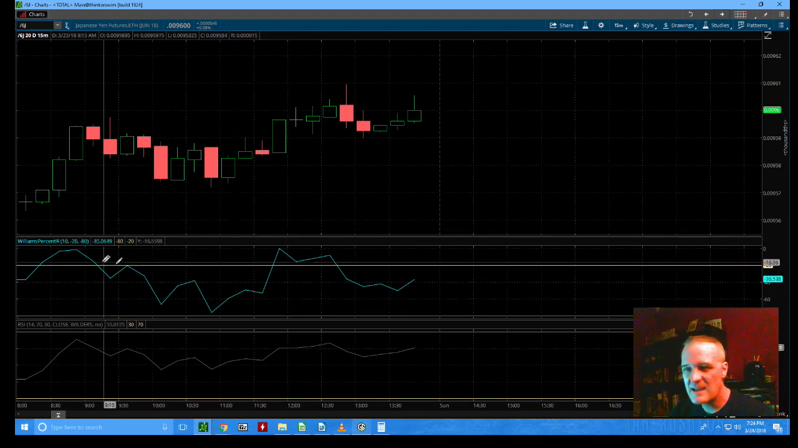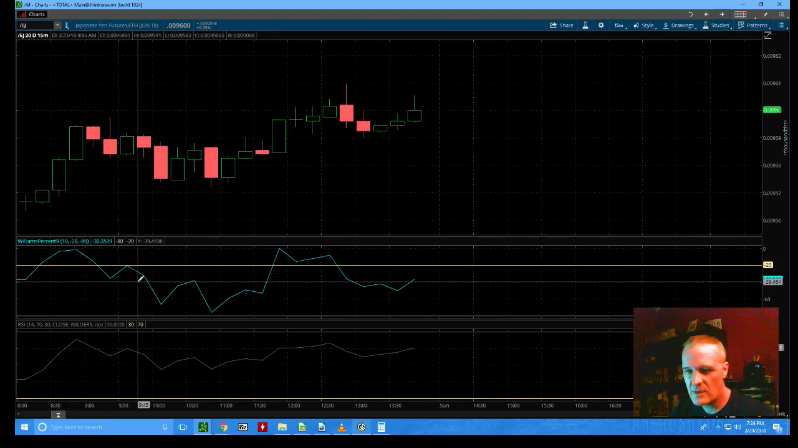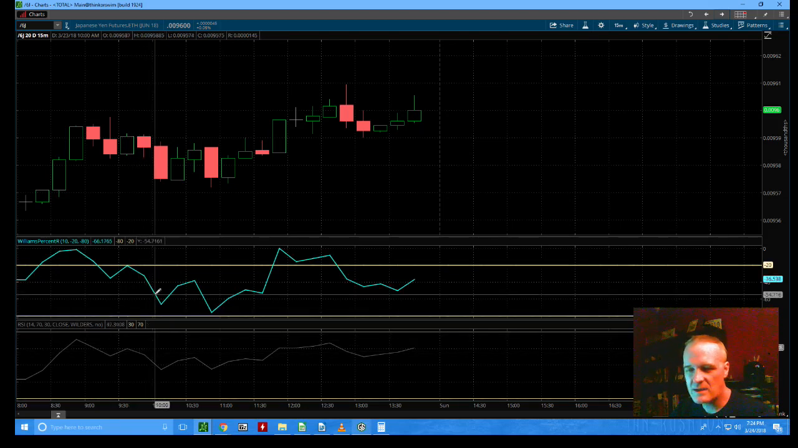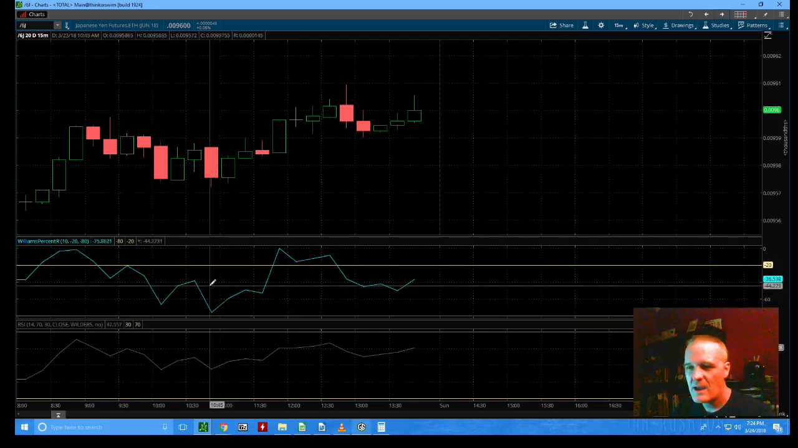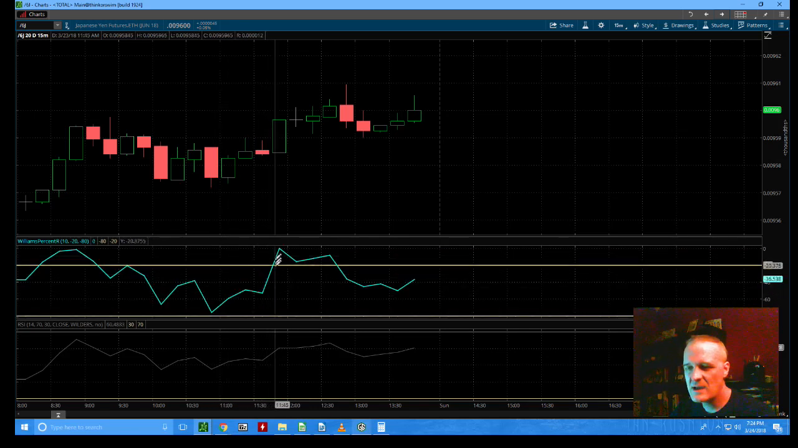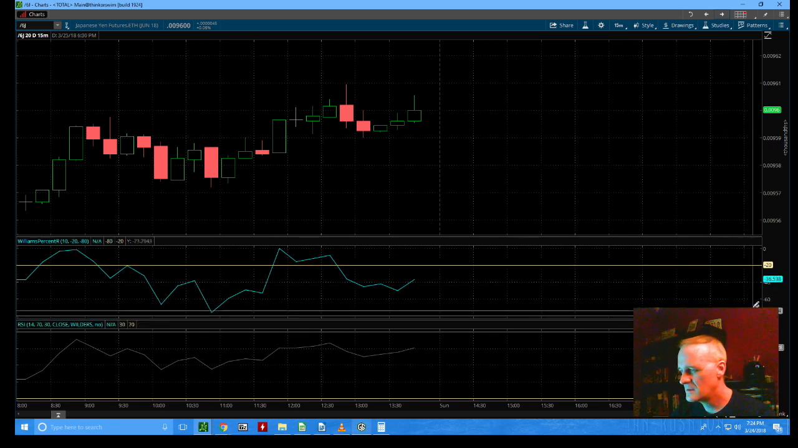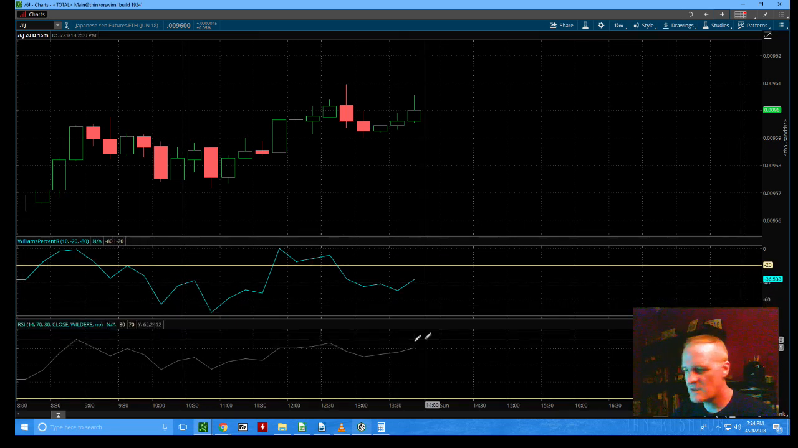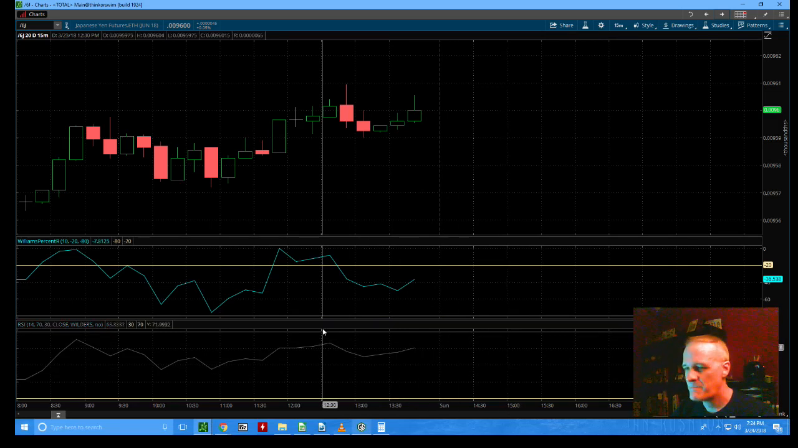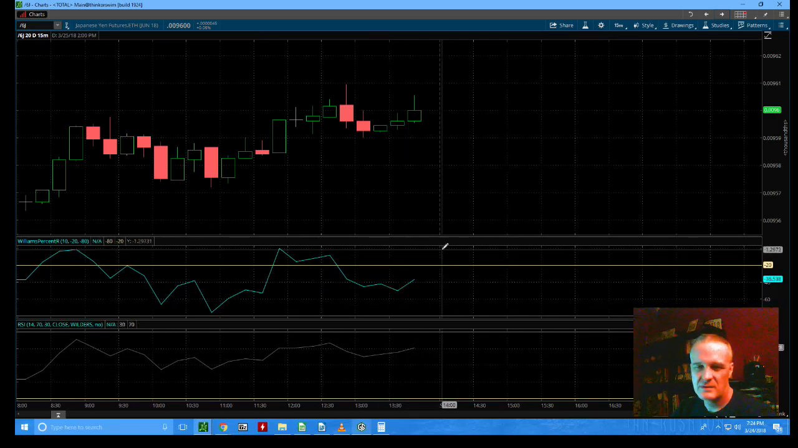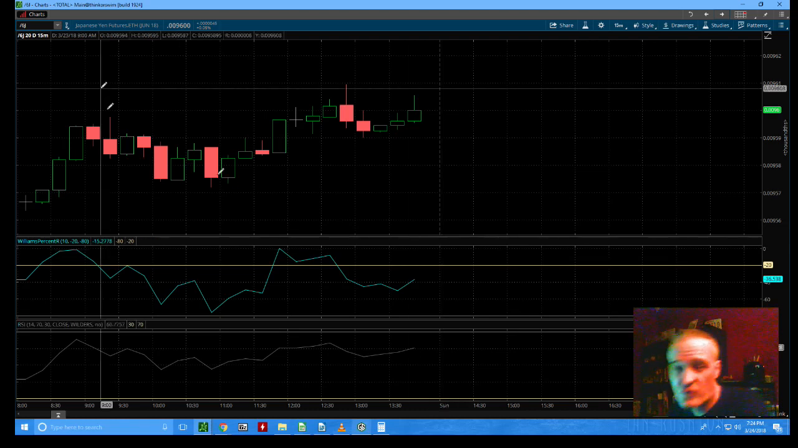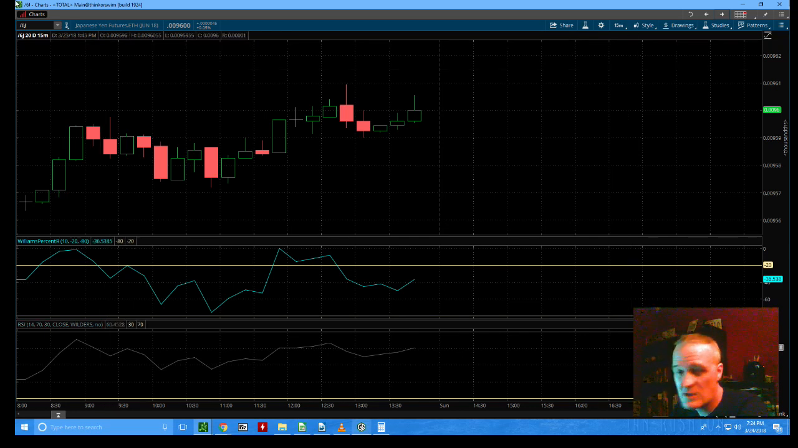But the bottom line is that you've got your signal line here, which is blue on the Williams and gray on the RSI. The signal line crosses above, in the case of Williams, -20 or 80, or in the case of RSI, above 70 or below 30. When it crosses above the overbought level, that is a signal that the trend is about to reverse. In other words, the increases in price are slowing down and are about to reverse.